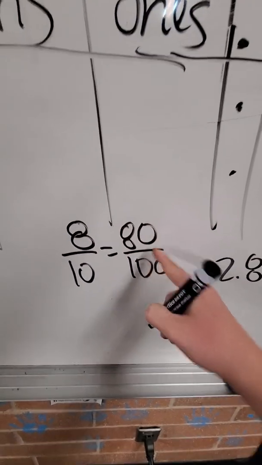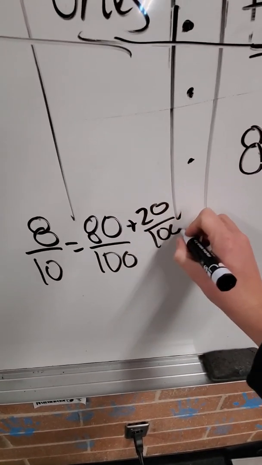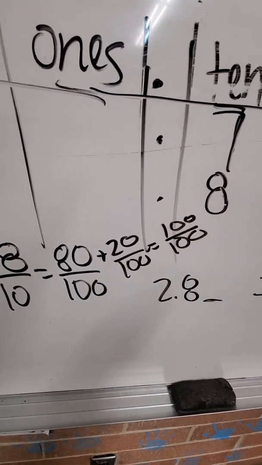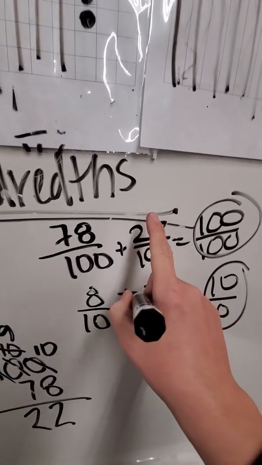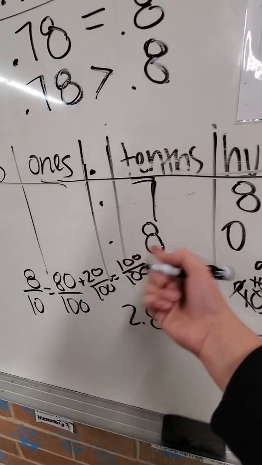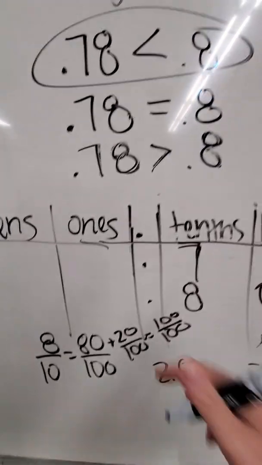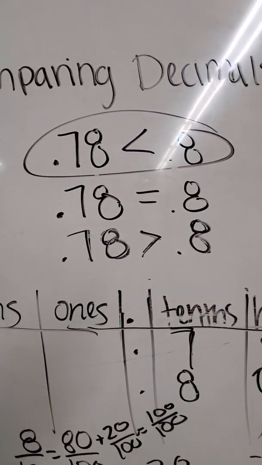And here, we would just need 20 more to get one whole. Just 20 more hundredths. Whereas over here, we needed 22 more hundredths. So already, even if I convert this to hundredths, the 8 tenths is still closer to having a whole and being larger than the 78 hundredths.